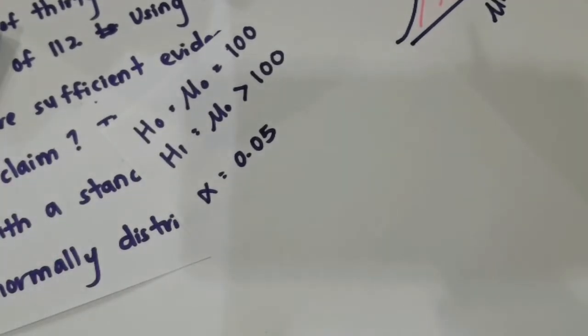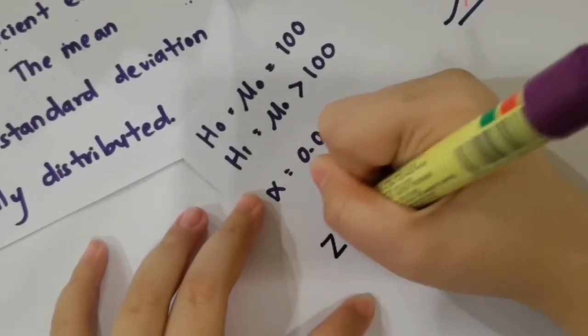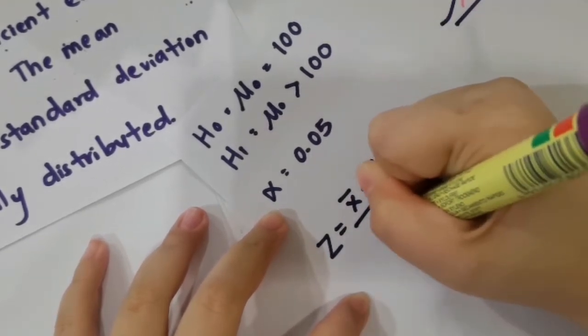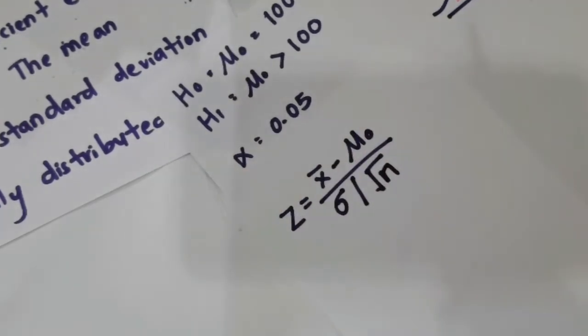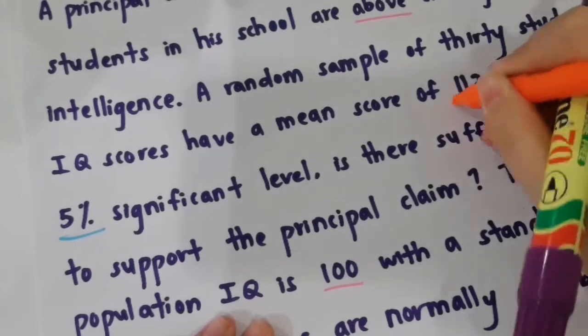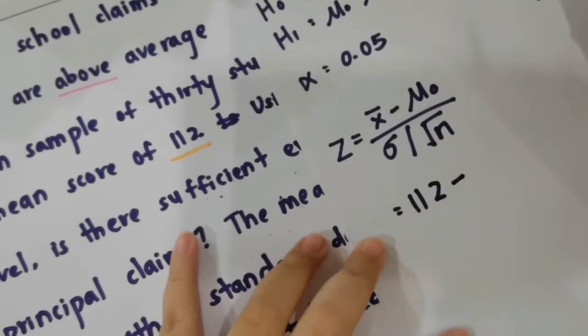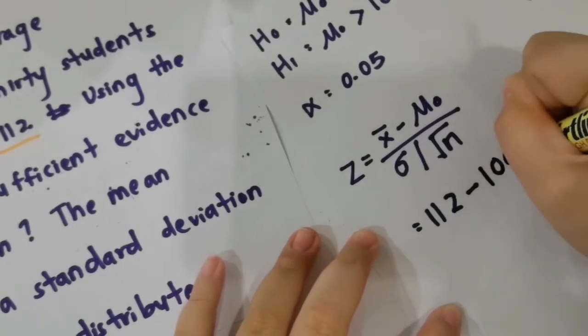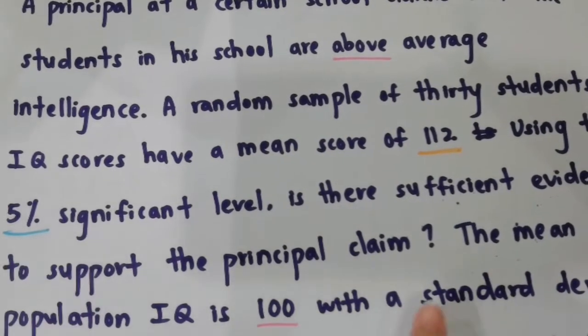Okay, so let's calculate the value for the test statistic. We can use the formula Z equal to mean of the sample minus mean of the population, divided by standard deviation over square root of n. Referring to the question, we need to find the mean score. The mean score is 112, so minus the mean population, which we found just now is 100, over the standard deviation. Did the question give us the standard deviation? Yes, the standard deviation is 15.